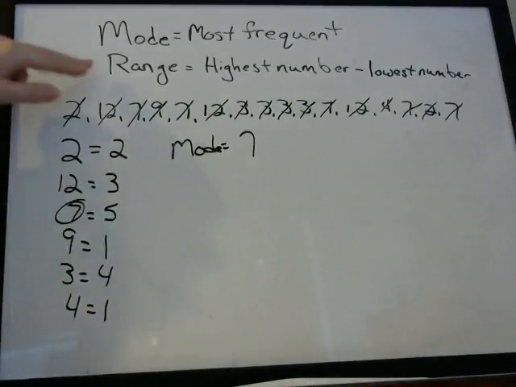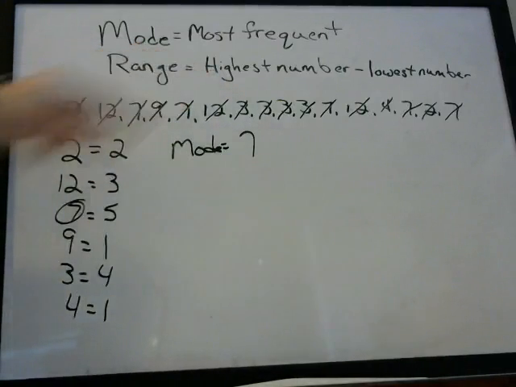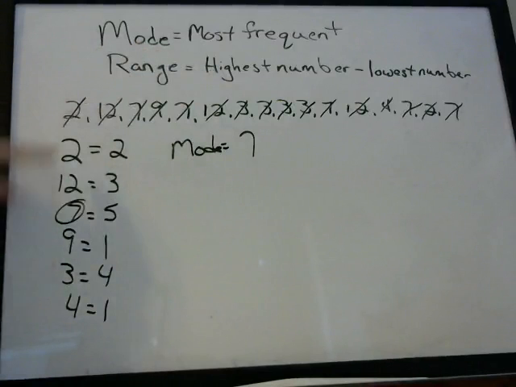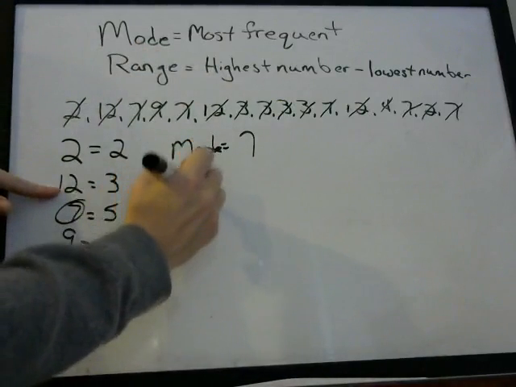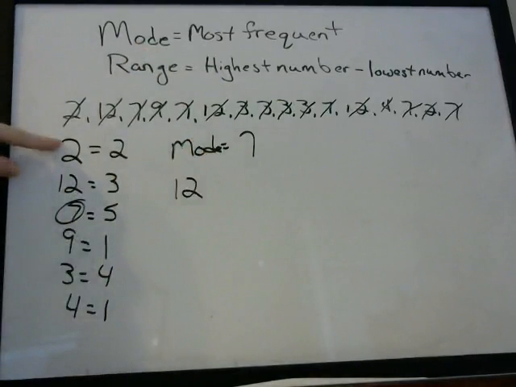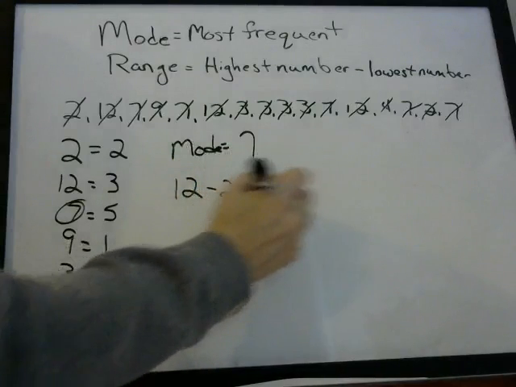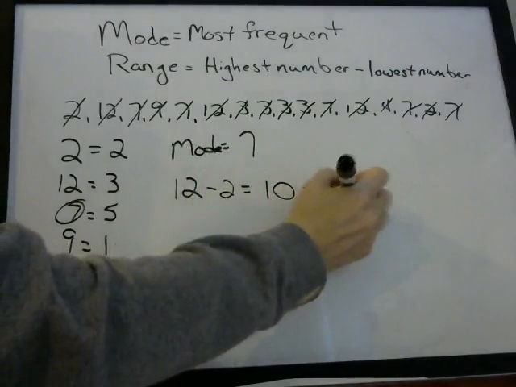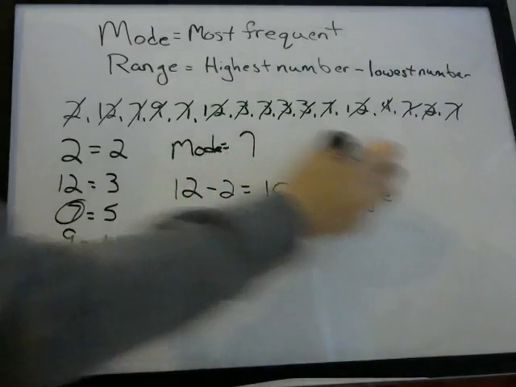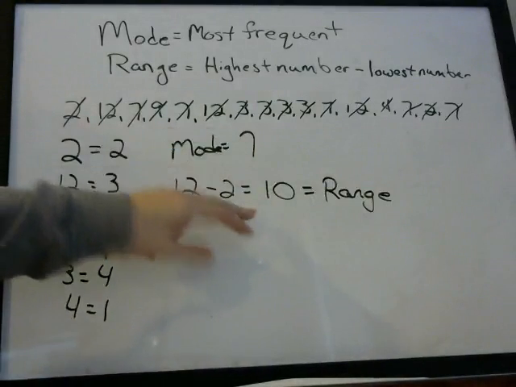What is the range? The range is simply the highest number minus the lowest number in your data set. So our highest number, again, we can just look at the left-hand side. The highest number we had was a 12. And the lowest number we had was the 2. So the range is 10. Mode is 7, range is 10.